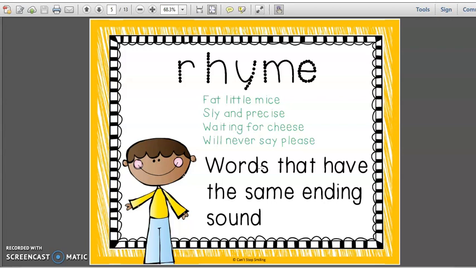As we discussed yesterday, poems use rhymes. Most poems use rhymes. Fat little mice, sly and precise, waiting for cheese, will never say please.